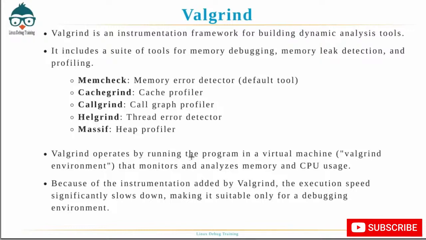Valgrind operates by running the program in a virtual machine that monitors and analyzes the memory and CPU usage of the program. Because of this instrumentation added by Valgrind, the execution speed is significantly slowed down, which makes the program only suitable for debugging but not suitable for the production environment.